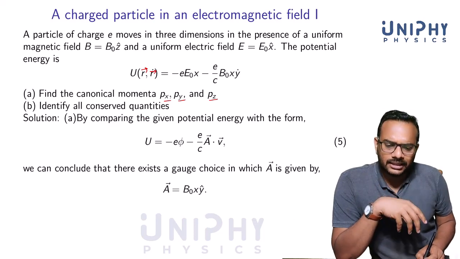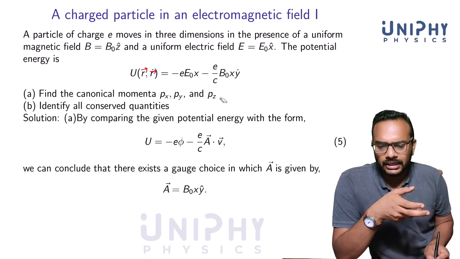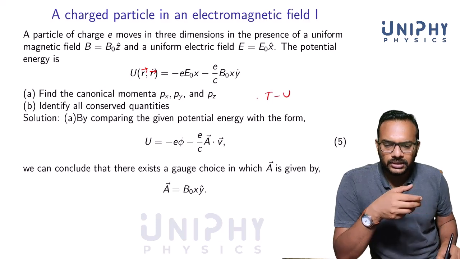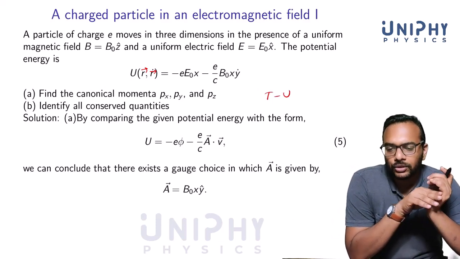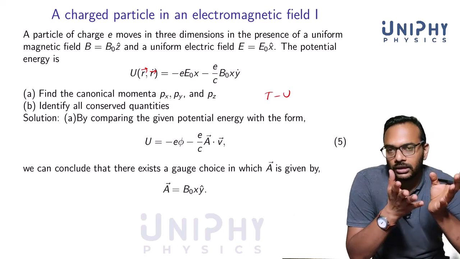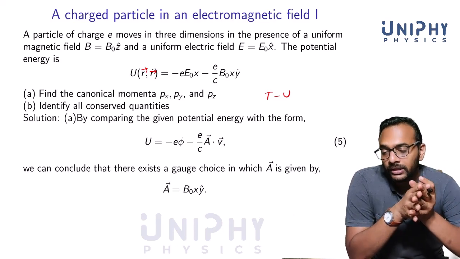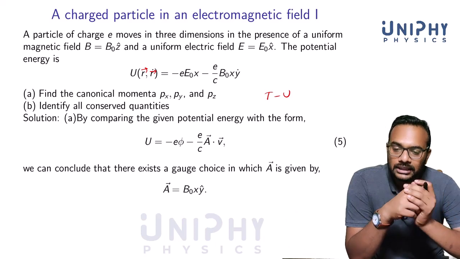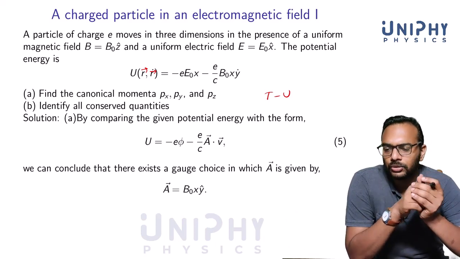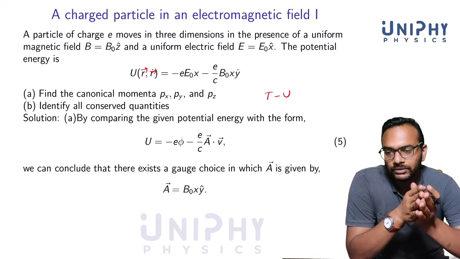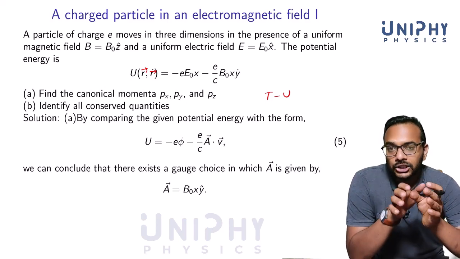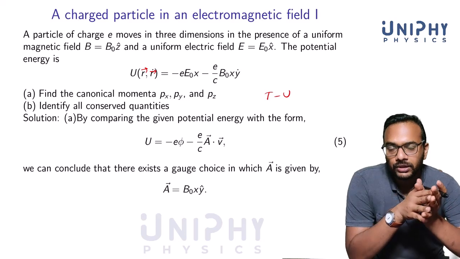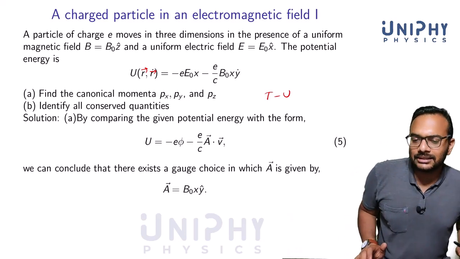We can just write down the Lagrangian in the form T minus U and find the momenta Px, Py and Pz by finding dou L by dou x dot, dou L by dou y dot and dou L by dou z dot. Now we are also asked to identify all the conserved quantities. We can do this by looking at cyclic coordinates. We know that the momentum conjugate to cyclic coordinates is conserved. We saw that this is a special case of the Noether theorem. So let's see if it has any symmetry.